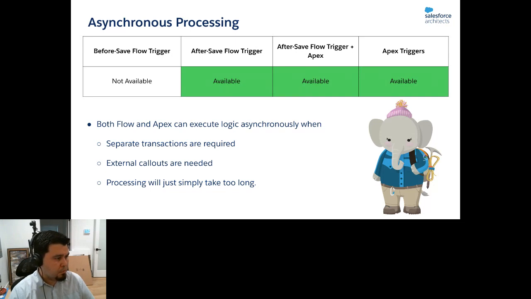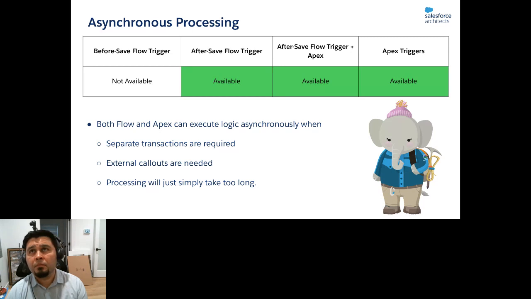All right, so asynchronous processing was the next item, and here both Flow and Apex can handle this. The idea is solutions for executing logic asynchronously. So it would be use cases that require separate transactions, or maybe external callouts, or something that's just going to take too long, where you don't want somebody sitting at their computer waiting for a process to finish, right?